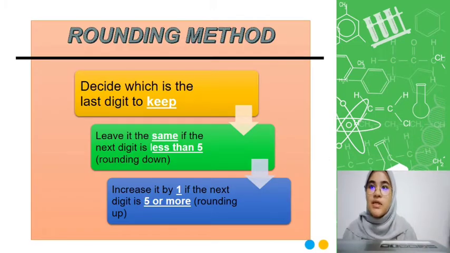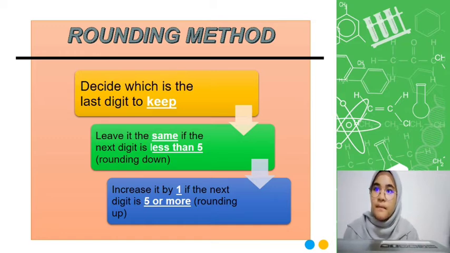Lastly, I'll continue about the rounding method. Firstly, we must decide which is the last digit to keep. Second, we must leave it the same if the next digit is less than 5. And lastly, if the digit is 5 or more, we must increase it by 1. That's all about the rounding method.